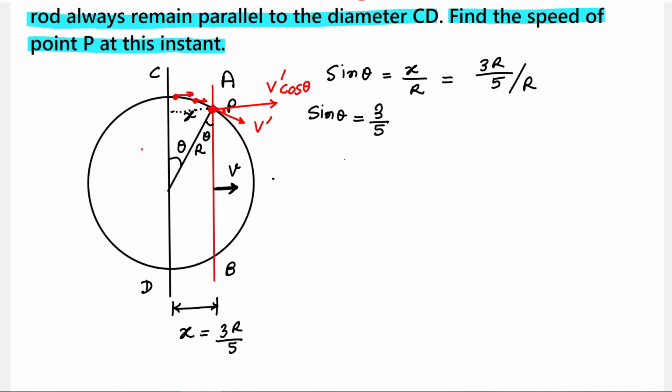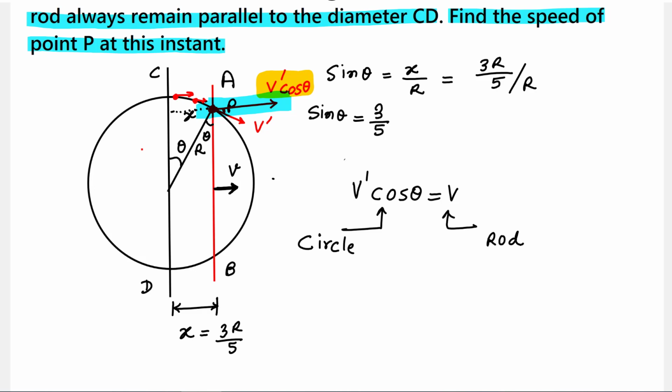Now see, this point P is on both the rod and the circle. If you consider the rod, then in this direction the velocity of the rod is simply v. But if you consider point P on the circle, then the velocity in this direction is v dash cos theta. So these two things have to be equal. From here we can say v dash cos theta is equal to v. Why are we saying this? Because this velocity is coming from the circle, and this velocity is coming from the rod, and point P is on both. This point is a part of the circle as well as a part of the rod. So from here v dash is equal to v by cos theta.